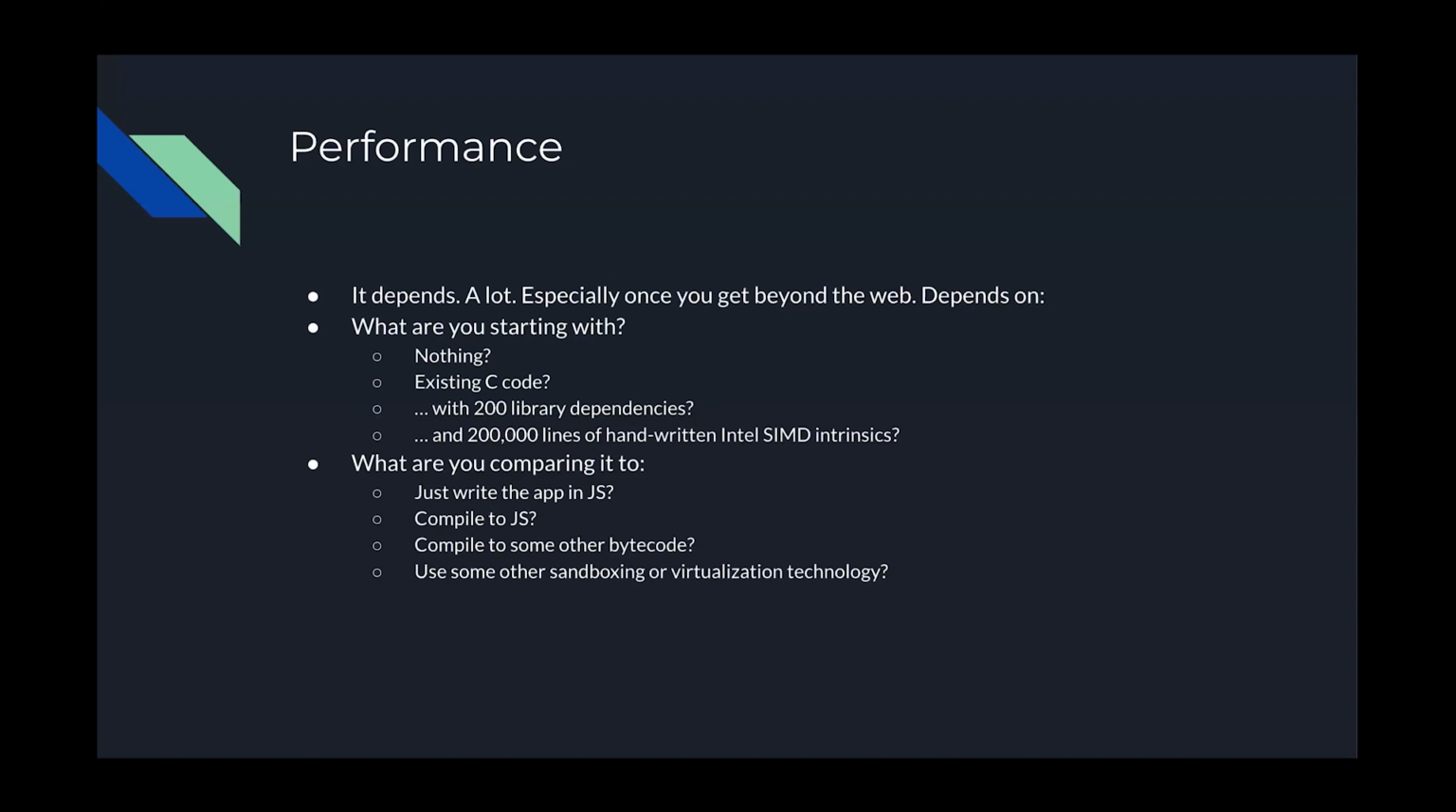Do you have a whole bunch of handwritten SIMD code that you maybe already have written with Intel intrinsics? By the way, if you do have that, Emscripten has your back. We will compile Intel SIMD intrinsics to WebAssembly, which is great, but it does come at a bit of a performance cost. You don't get quite the same level of speedup as you got if you were writing on Intel hardware. But it's a great head start.